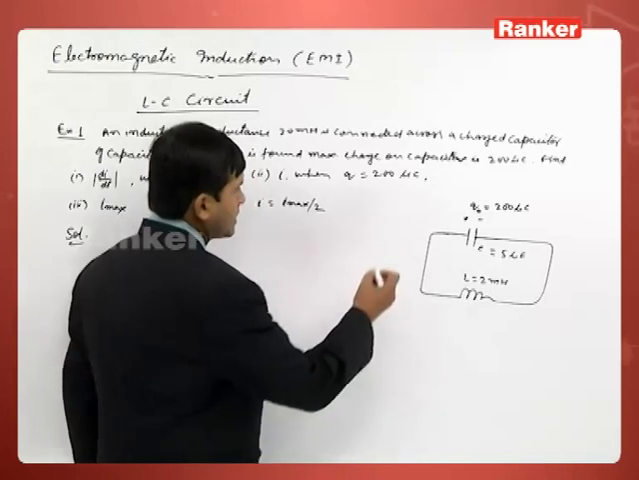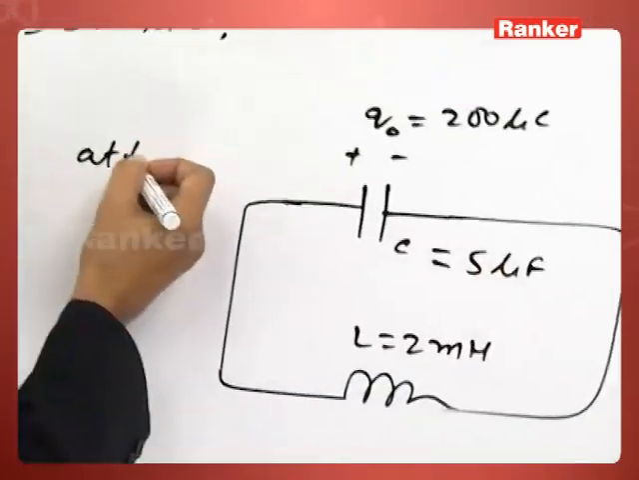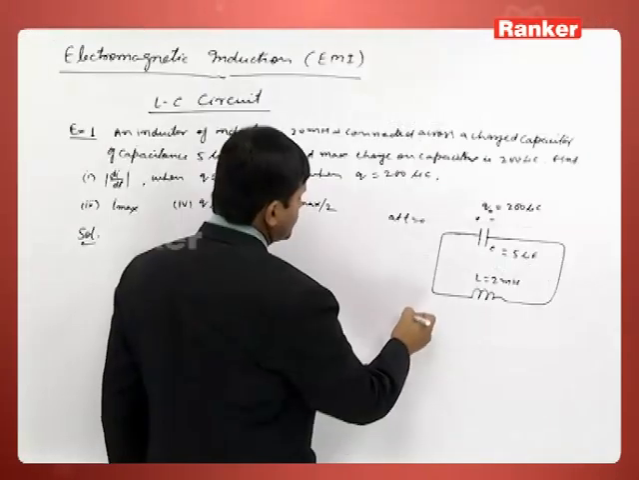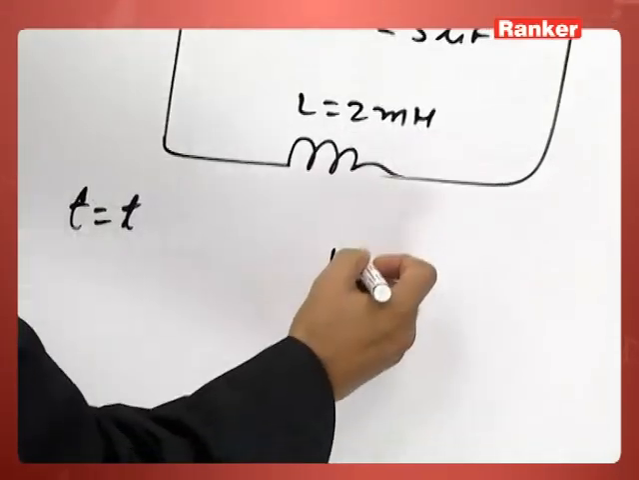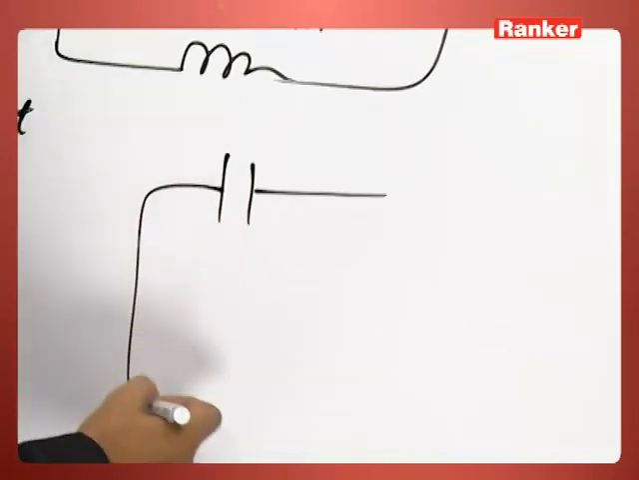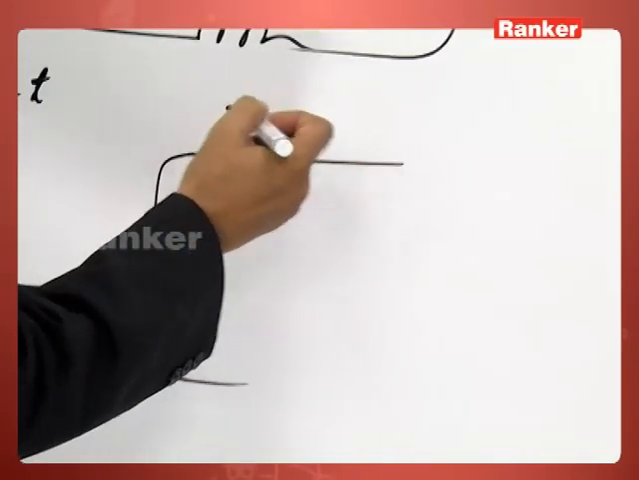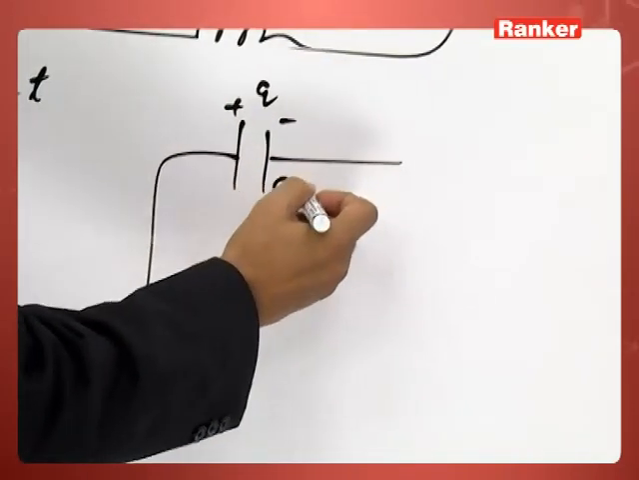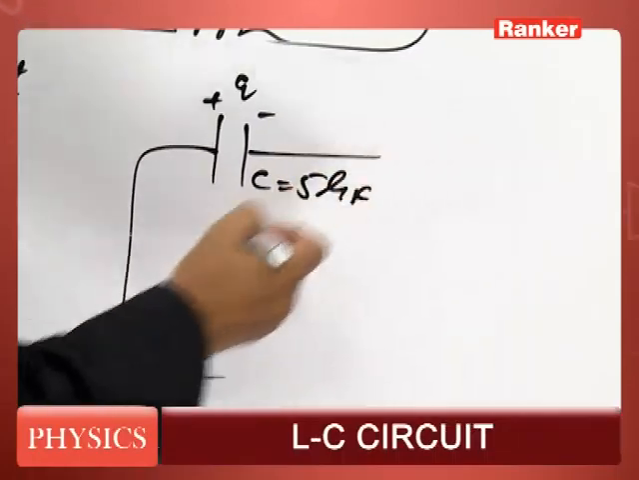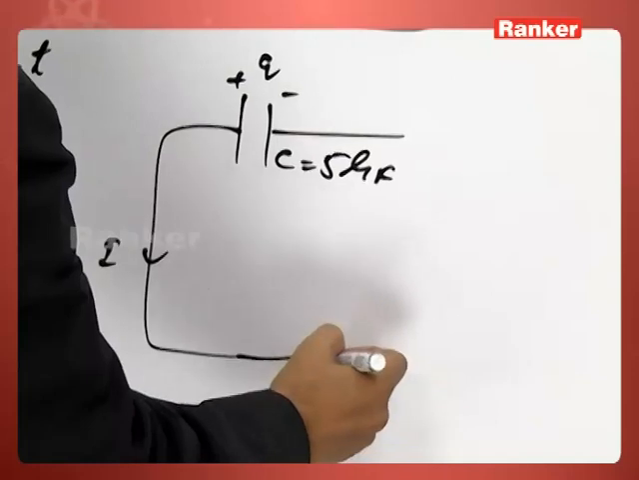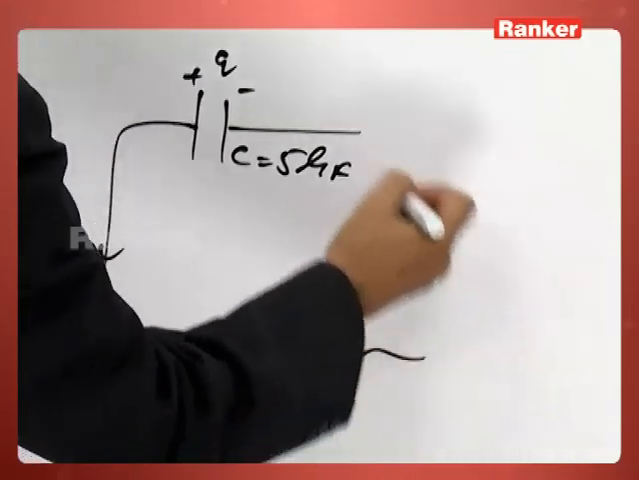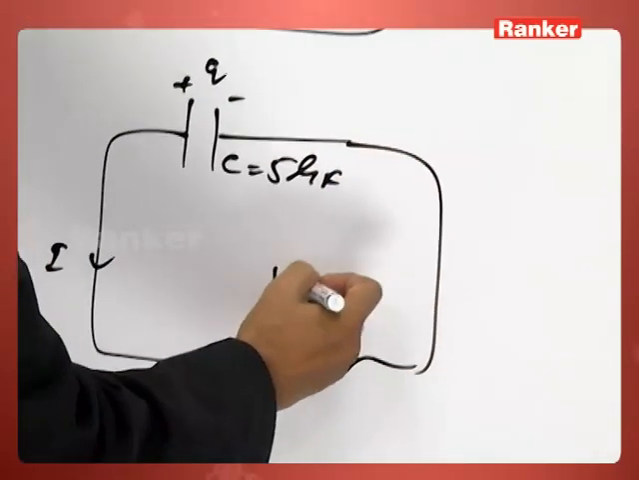So see, this is at t equal to 0. At t equal to t, the charge on the capacitor has decreased to Q, and because of that there is a current I, and here the inductor is given.